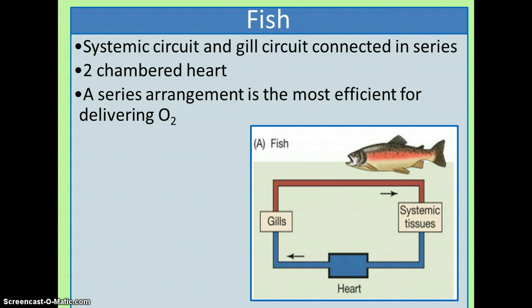In fish, they have two chambers. So humans, they have four chambers. So that's one difference between the two. A series arrangement where it goes straight from the breathing organ circuit to the systemic tissues is very efficient.